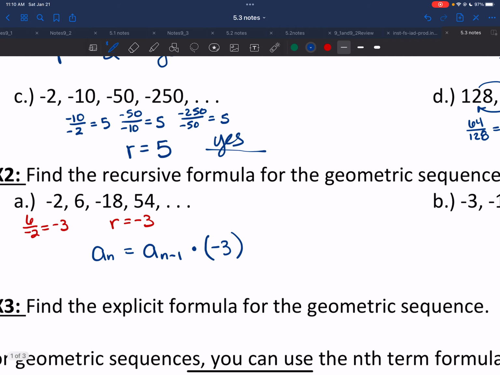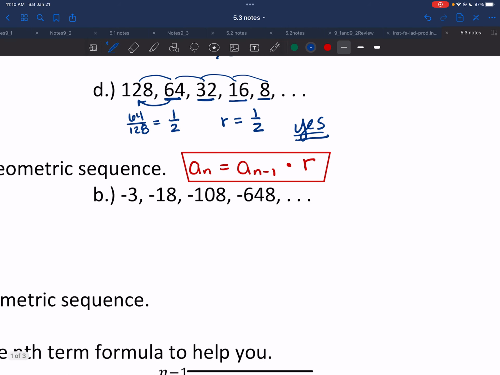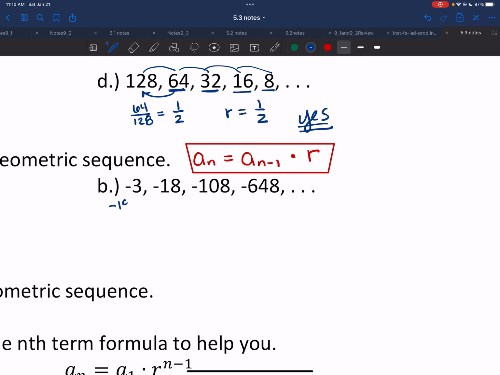Okay, let's take a look at part B. Here I see negative 18 divided by negative 3 gives me 6. Negative 108 divided by negative 18 gives me 6. And again, I could double check with negative 648 divided by negative 108, and I would get the same. So my ratio is the number 6. My equation then is going to be a sub n equals a sub n minus 1 times 6. And again, it's always okay to put it in parentheses.